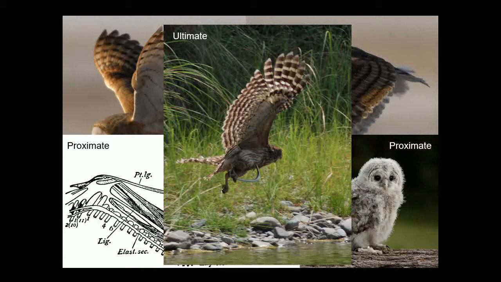But anyway, there's a little snake in there that guy's about to eat. Because he could fly, he could swoop down and get it. Okay, so that's a little bit of ultimate proximate distinction for flying.